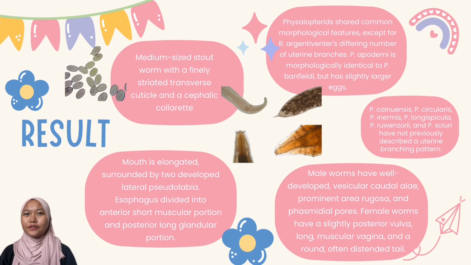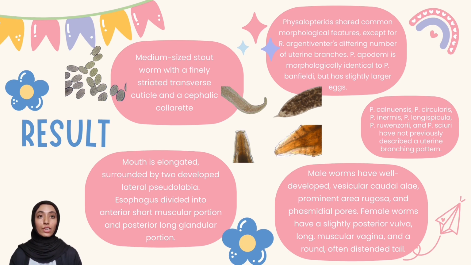Next, the results. The first one is a medium-sized worm with a finely striated triangular cuticle. Secondly, the mouth of Physaloptera is elongated, surrounded by two developed lateral pseudolabia. The esophagus is divided into an anterior short muscular portion and a posterior long glandular portion.